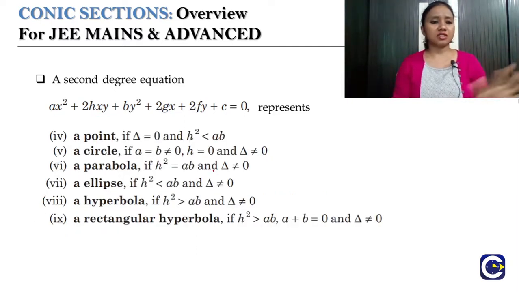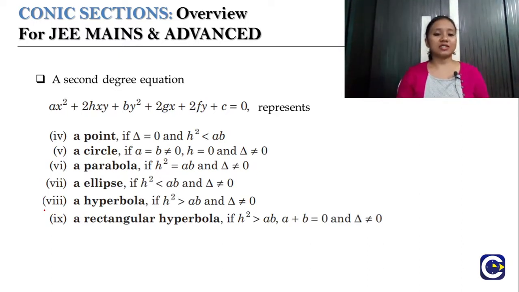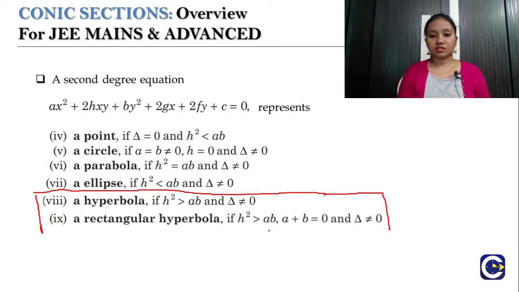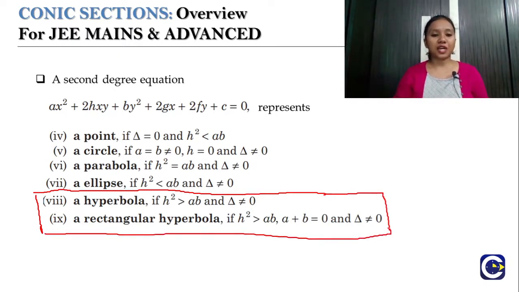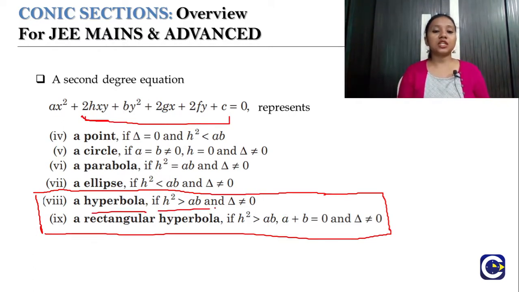So we have discussed circle, parabola and everything. So today's focus will be our hyperbola as well as a rectangular hyperbola. So our focus will be the last two conditions here, which are related to the hyperbola as well as the rectangular hyperbola. So this second degree equation, in order to represent a hyperbola or rectangular hyperbolic equation, must satisfy the following conditions.